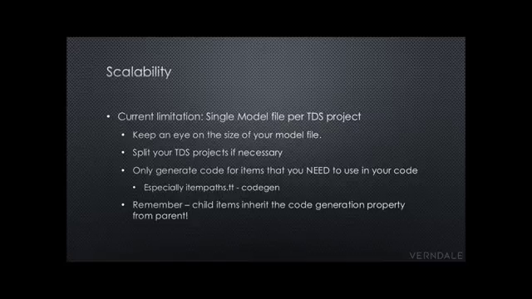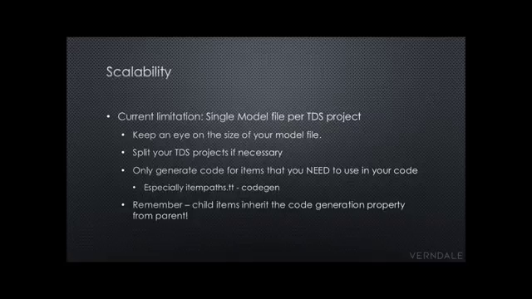So in this case, all the template classes got generated in a separate file, and all the code gen for all the items that we included in the content got generated in another file. That's how we went around splitting the files, as in we split the TDS projects themselves. In addition, keep in mind that you generate code only for items that you need to use in your code, especially the item paths.tt, because it's easy for it to go out of hand, considering that all the child items inherit the code generation property from the parent.